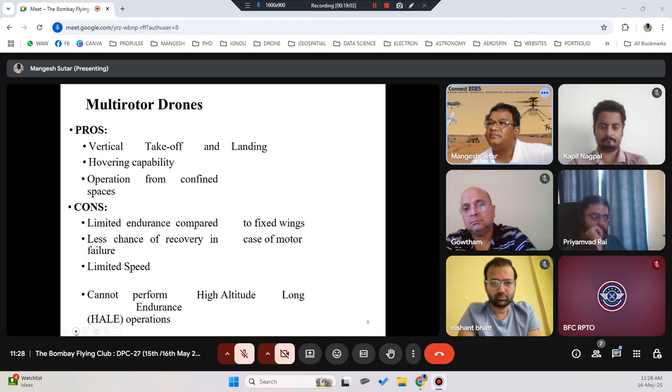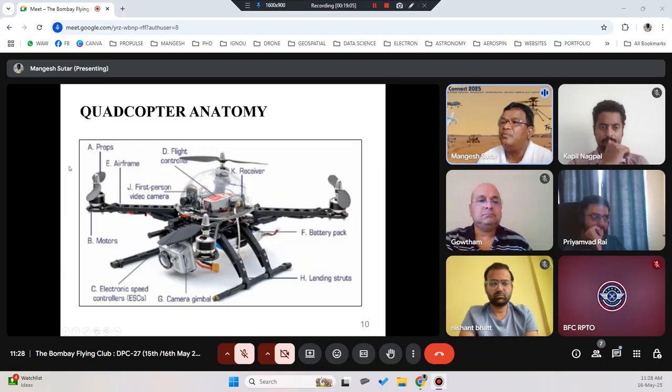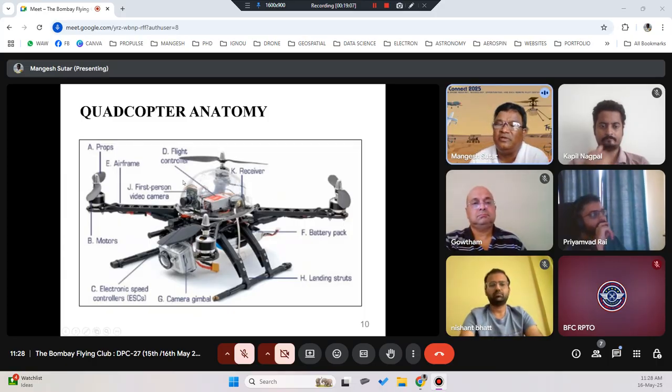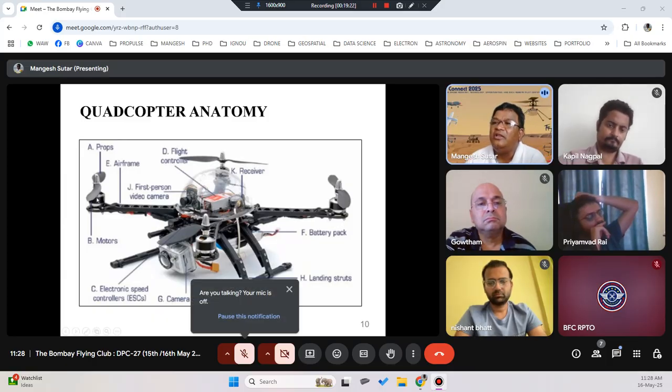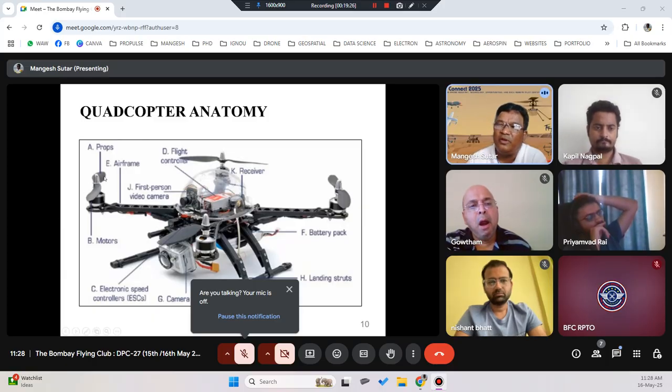Okay. So quadcopter anatomy. When you see a quadcopter, this is normally the type most people make, where you will have a frame, an airframe, which is either plastic or fiberglass. Then you have four motors on four corners, and then there are propellers attached to them.